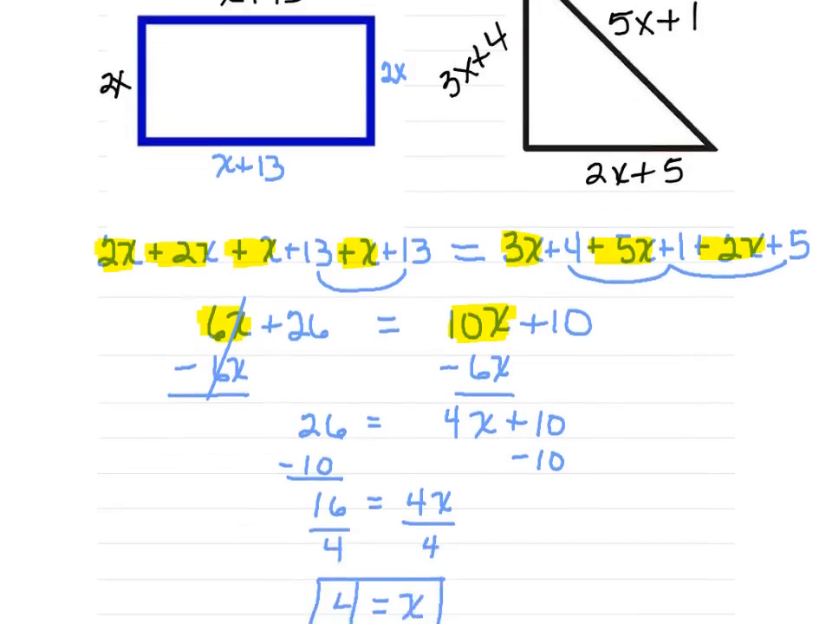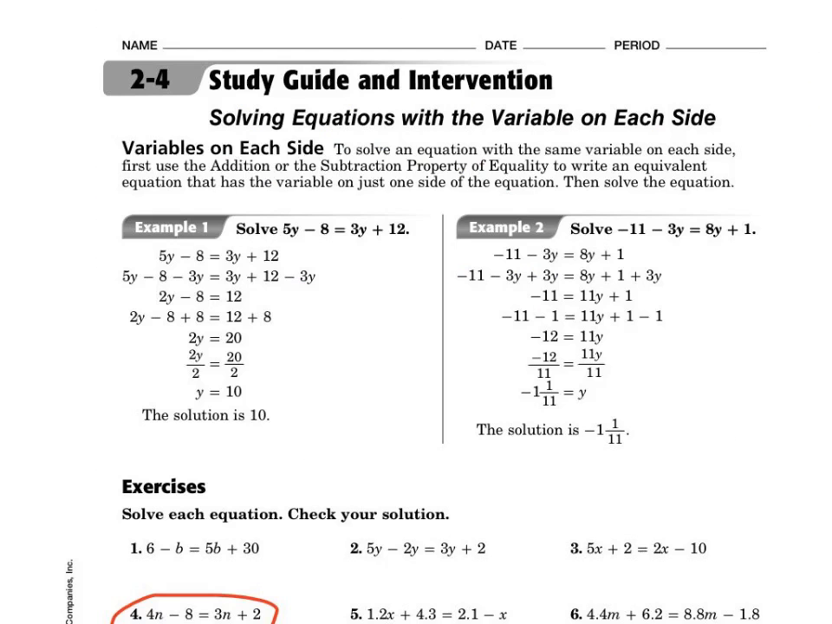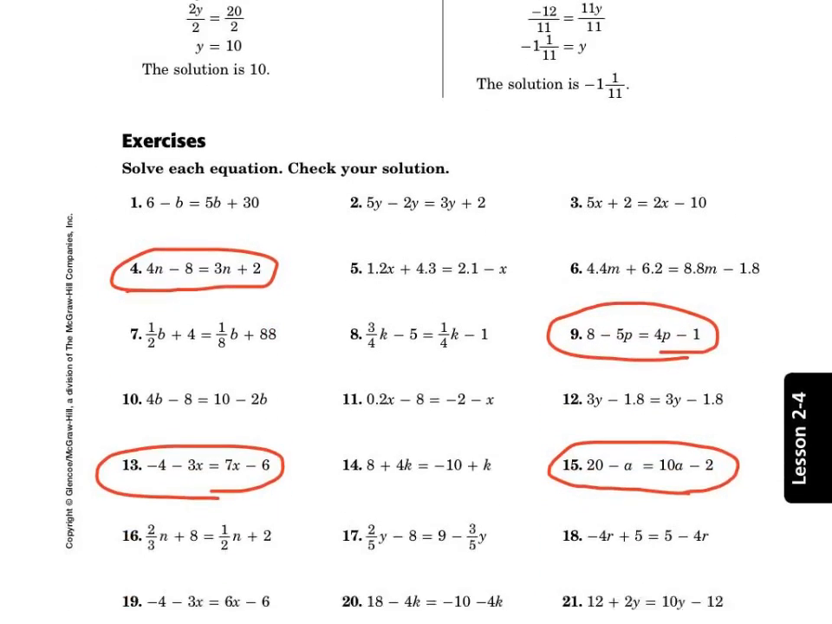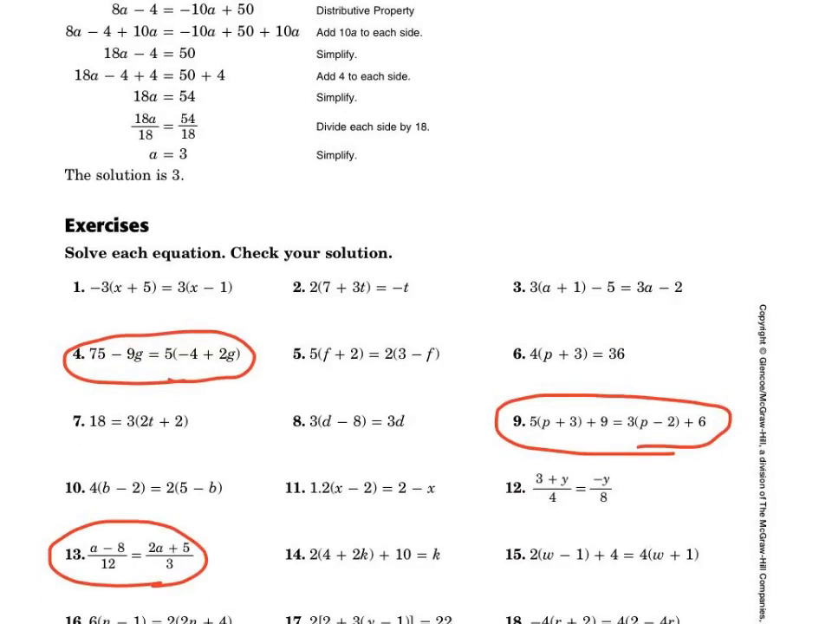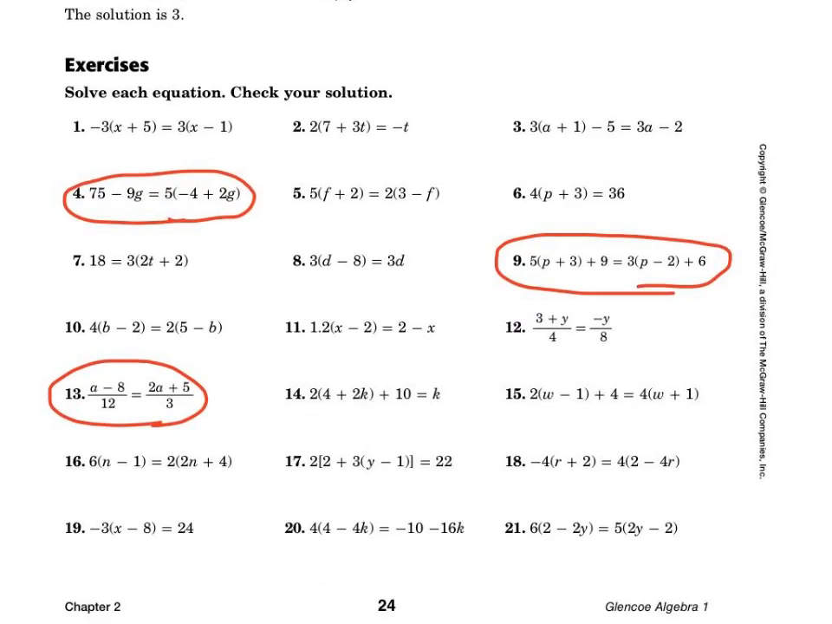Okay, let's go ahead and get some independent practice down. On this page, I'd like you to do number 4, number 9, number 13, and number 15. On this page, you're going to do 4, 9, and 13.